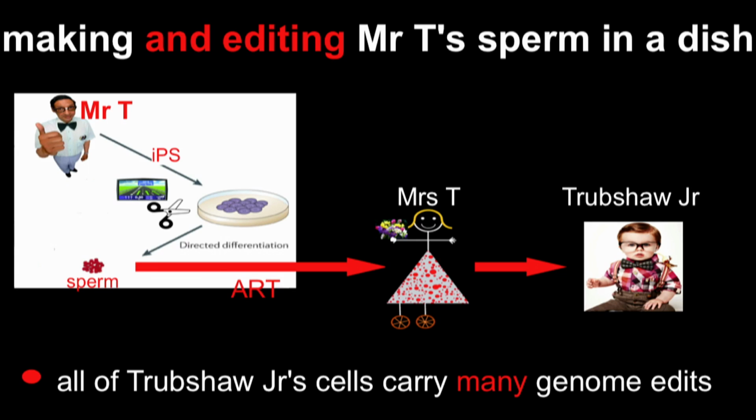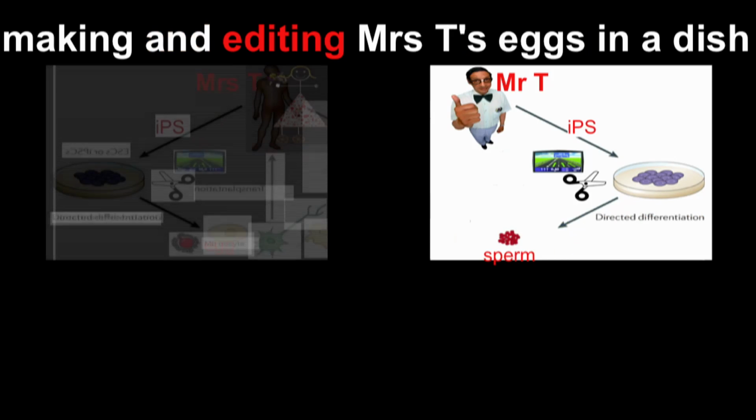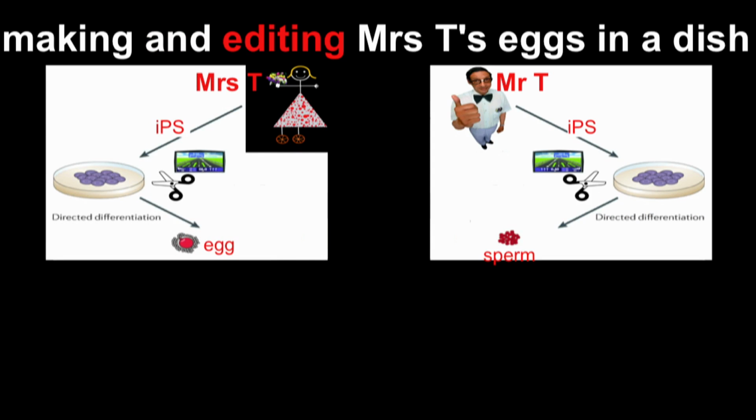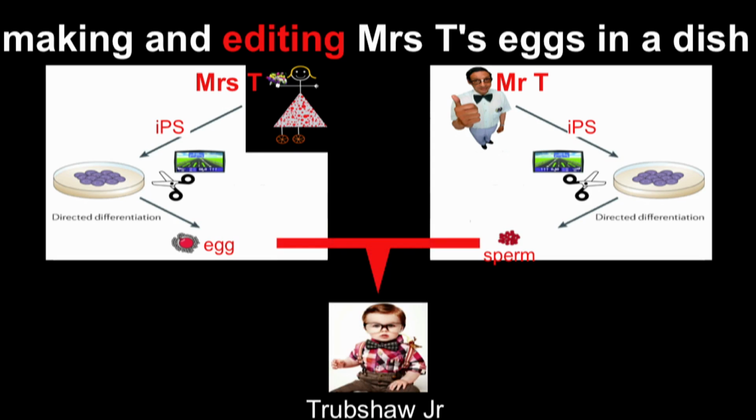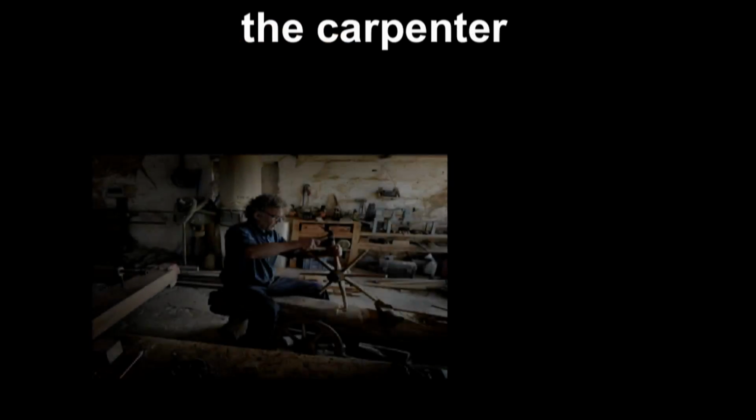And the same is true for Mrs. T, because probably Mrs. T carries some of these so-called problem genes as well, and we can do exactly the same type of approach, except this time turn them into oocytes or eggs, and then combine them together so that Trubshaw Jr. has edits on both sides. So now this really has given the carpenter a fantastically powerful toolkit.